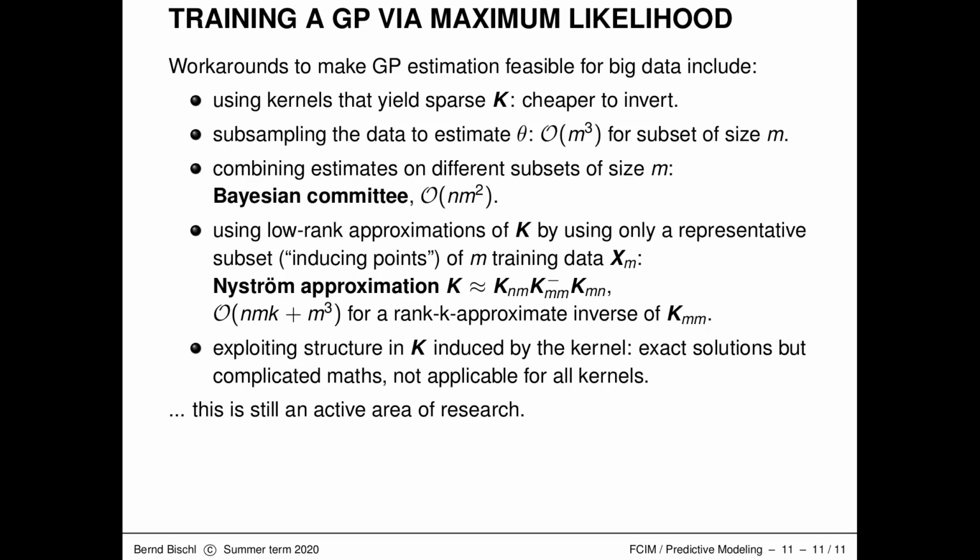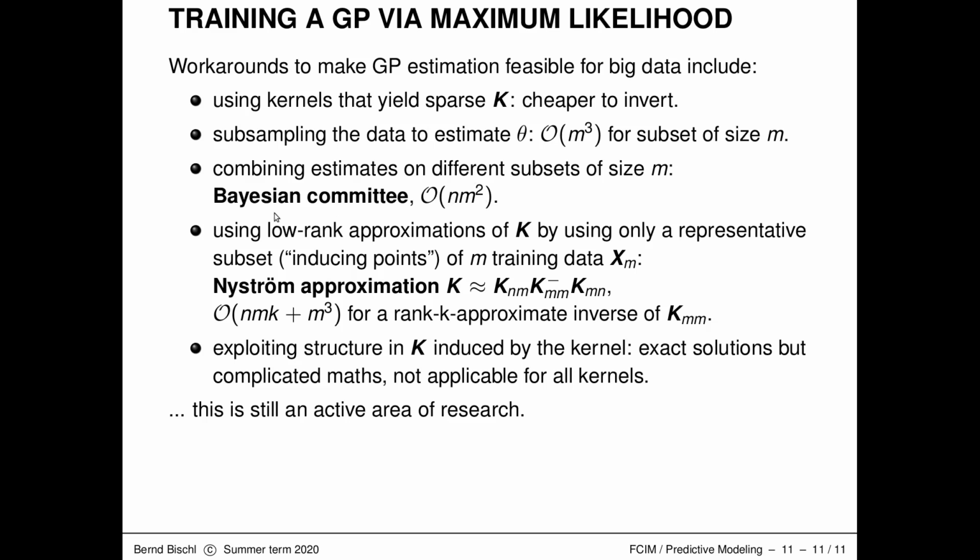There's a couple of workarounds to still make GPs feasible for big or larger data. We can, for example, use kernels that yield sparse kernel matrices, capital K, which are then cheaper to invert or to decompose. We can use popular subsampling tricks. We can subsample the data to M points and then only do the model selection on these M points, which is also a super old trick for hyperparameter optimization. And in order to stabilize that, we might have to do Bayesian committee approaches where we estimate on different subsets of size M and then integrate out over them. That results in a runtime of O of n times M squared.